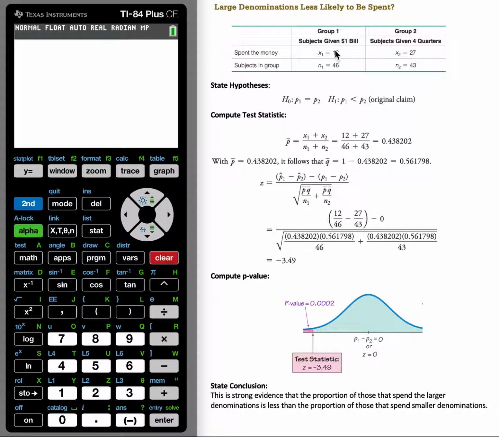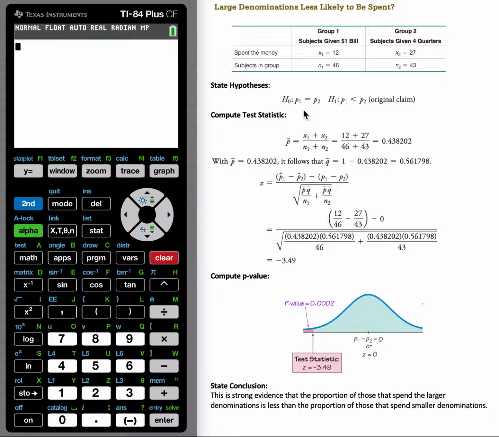So 12 of those given the dollar spent the dollar, and 27 of those that were given quarters spent the quarters. So we're going to test our hypothesis to see if it really is less likely that people will spend the larger denomination than the smaller denomination.